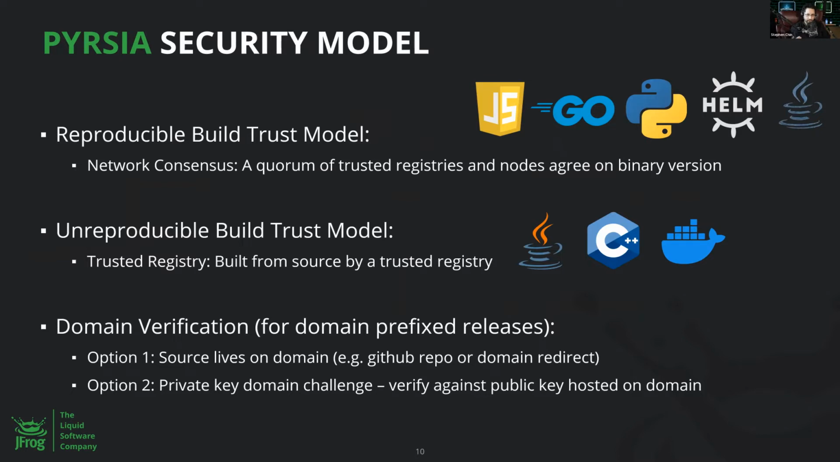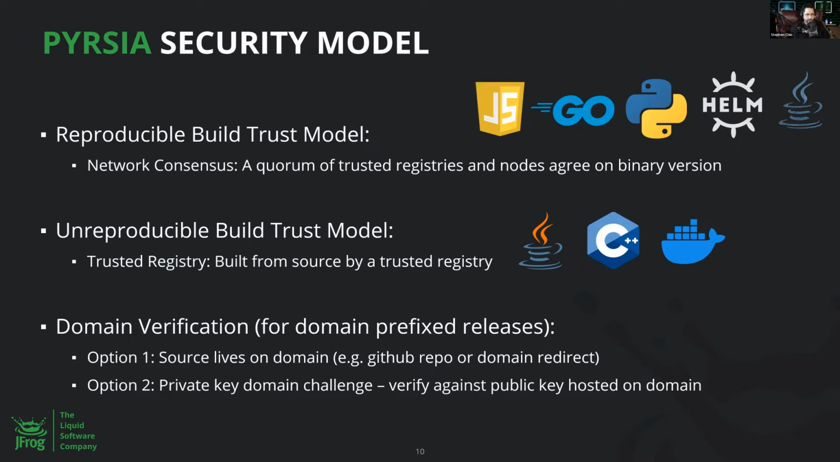There's two levels of trust which we're going to offer. One is a reproducible builds trust model, where a quorum of trusted registries and nodes agree that this is the right version. And for languages and technologies where it's possible for us to do reproducible builds today, great. And of course, we want to incentivize the community to move towards doing more reproducible builds, because this solves a big gap between source and binaries in the supply chain.